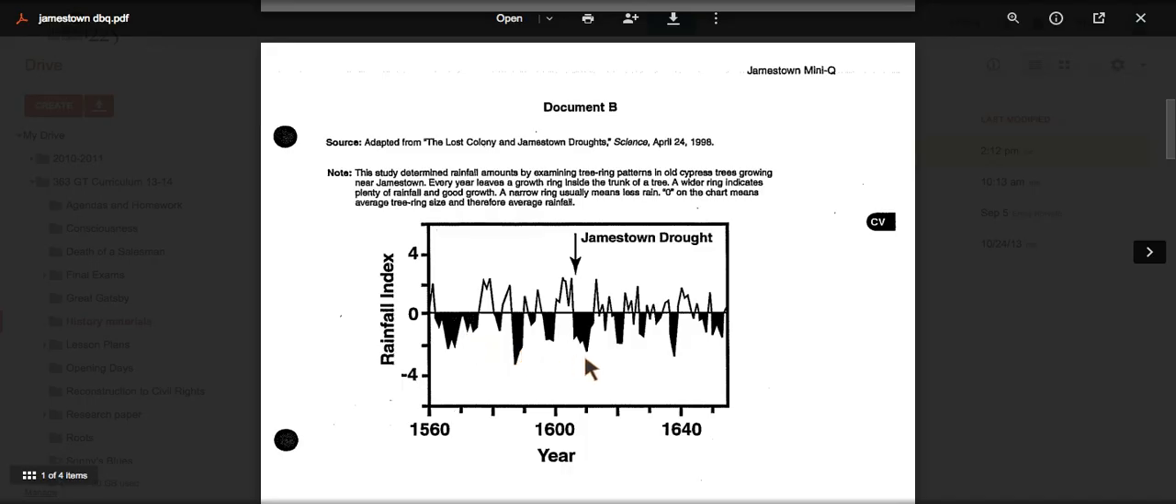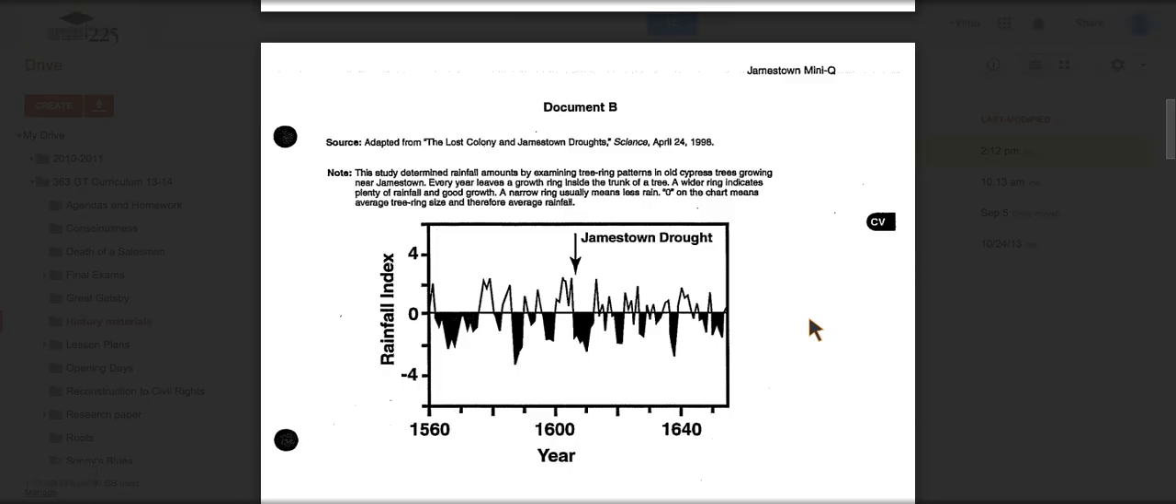So then I look at this and I say, oh, 1607 to 1610, the first 3 years of Jamestown, one of the worst droughts in Jamestown history. So remember, I'm using these documents to answer the question, why did so many colonists die? So in this case, we have a graph that is telling us that in the 3 years when the colony was founded, it was one of the worst droughts in Jamestown's history.